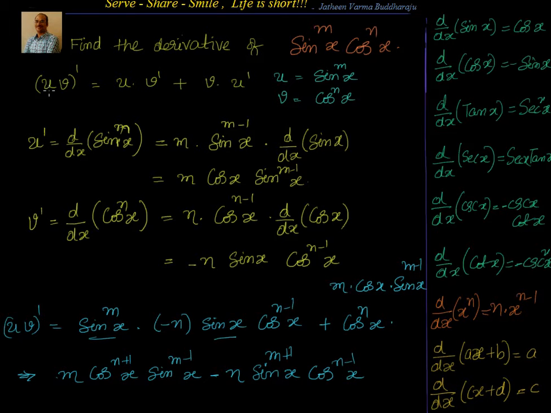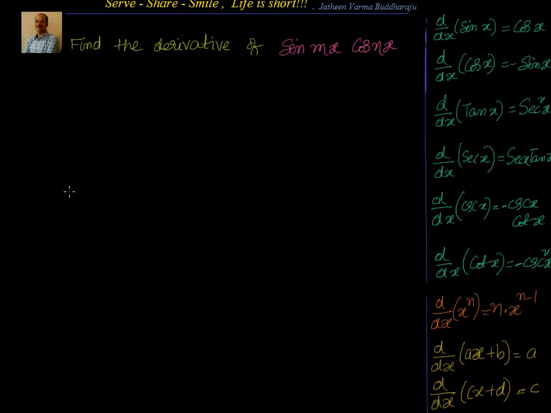We took it as a product of two functions. We separated them. U is sine to the power of mx, v is cos to the power of nx. Now we applied the chain rule and found the derivative, u dash and v dash. After that we substituted with a little bit of tweaking. We have to just simplify, make sure that we have only one term related to sine and cos. We'll get our answer. So let's look at one more simple example.